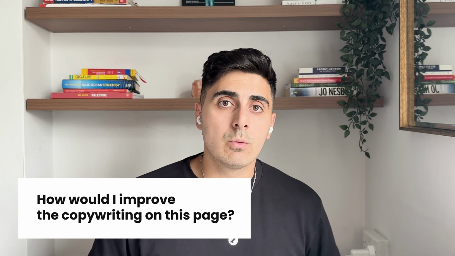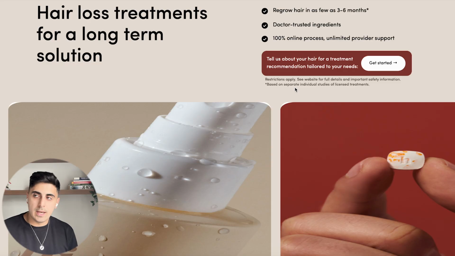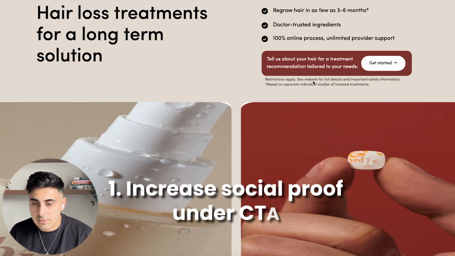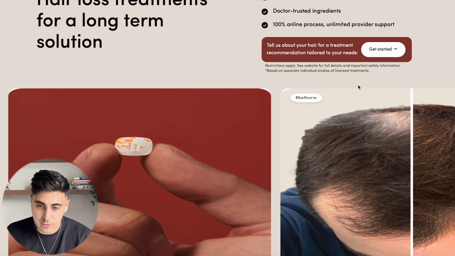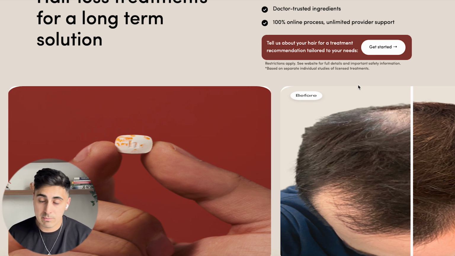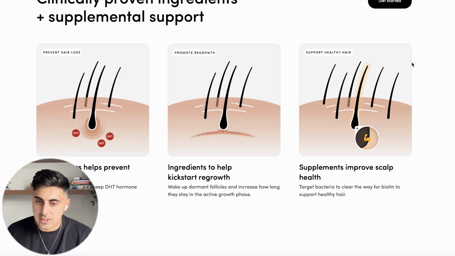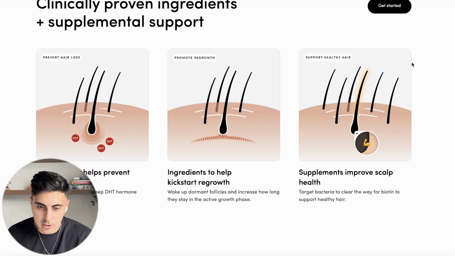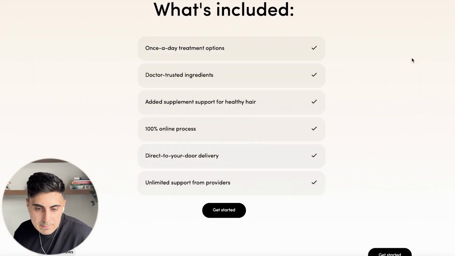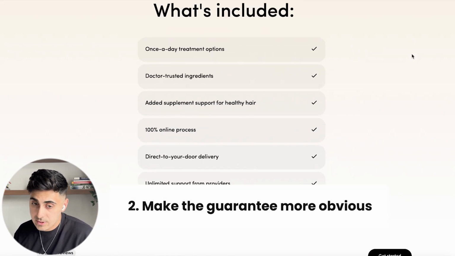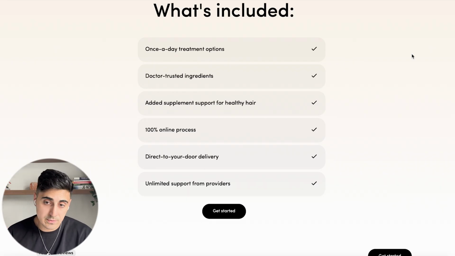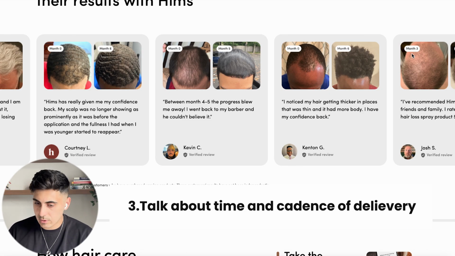If it were me, you might ask, well, how would I improve the copywriting on this page? Now, if it were me, what I would do is I would definitely increase some of the social proof under the CTAs. I'd say join over X amount of men who have started this treatment or seen results. Again, it makes you feel like you're not alone because of the taboo of this subject. I would add in some little stickers about the percentages they have, about people who have seen efficacy, or some of the studies around DHT blockers and finasteride and stuff like that. I would absolutely increase and make the guarantee way more obvious, whether it's their return process. I would talk about the times of delivery, the cadence of the delivery. I'm sure that comes in later in their funnel.